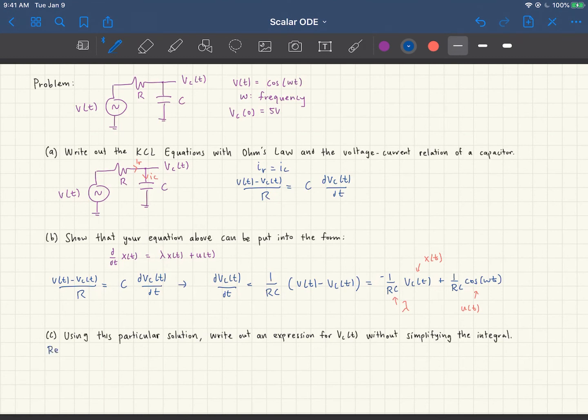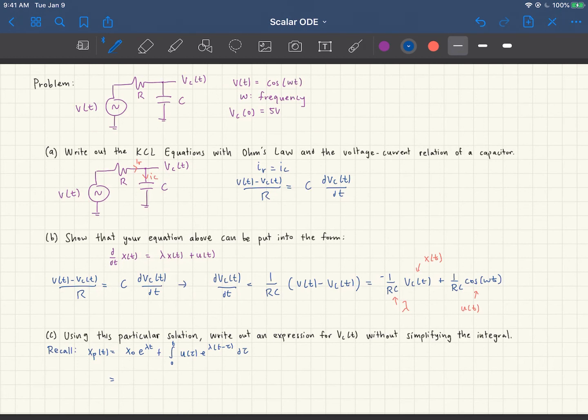So let's recall that the particular solution xp of t is equal to x sub 0 e to the lambda t plus the integral from 0 to t of u of tau e to the lambda (t minus tau) d tau. So using all of the values from before, lambda, u of t, and x of t, we can write out the differential equation as follows. We also know that x0 is equal to VC of 0, which is equal to 5.